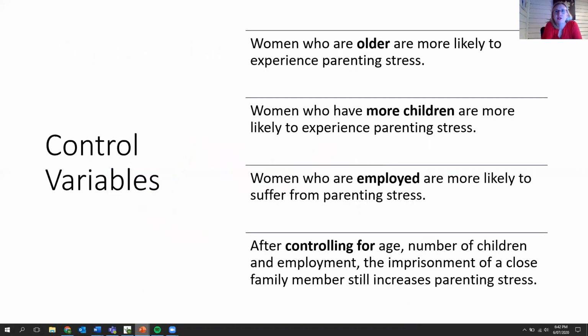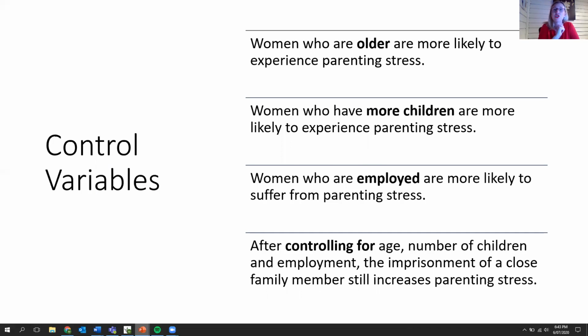Let me give you an example of some other control variables, okay? If we've got a hypothesis like this, women who are older are more likely to experience parenting stress. Well, obviously in that situation, we would say age. Age would be our control variable. Now, it's not my primary variable in the study. I'm not completely interested in how age affects parenting stress, okay? I'm interested in parenting stress and mental health, but I'm controlling for age.